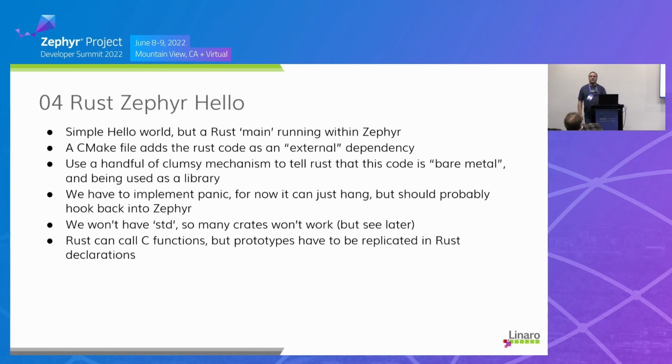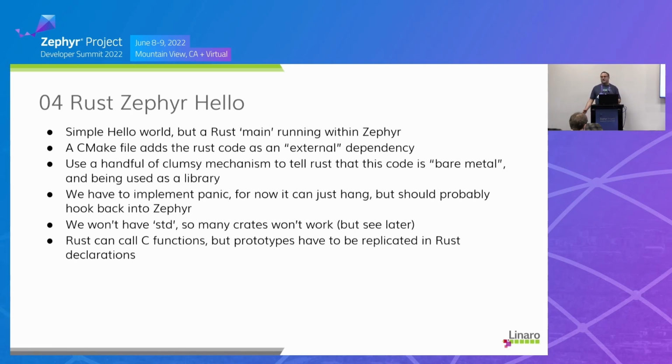All right, we're not going to have time to go through much of the code, so it's all in that repo. How do we do hello world in Zephyr? So the idea is I want main to be a Rust program. I want main to be called from it, written in Rust. I do a CMake that adds the Rust code as an external dependency and a bunch of clumsy mechanisms to tell Rust to build this as a bare metal thing. And then some stuff about panic and error handling that you have to do in Rust because it wants to know what to do when everything goes haywire.